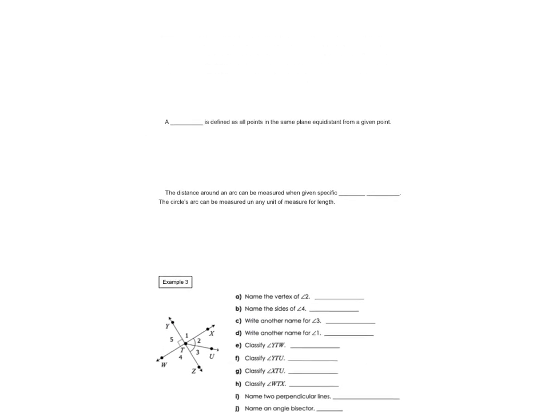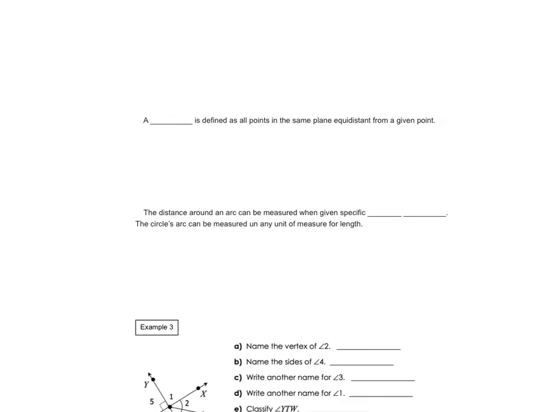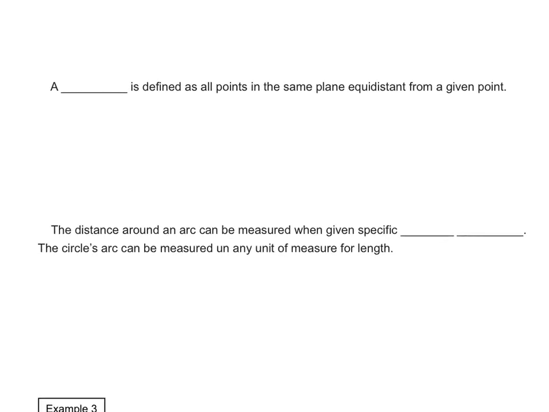A blank is defined as all points in the same plane equidistant from a given point. Good, a circle, right?